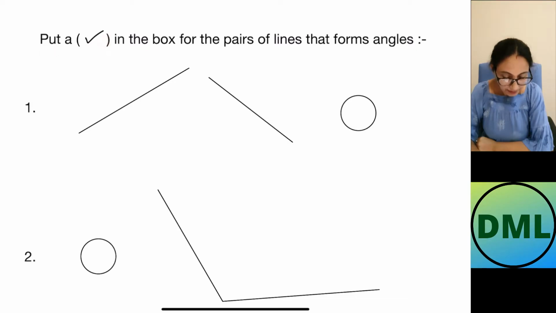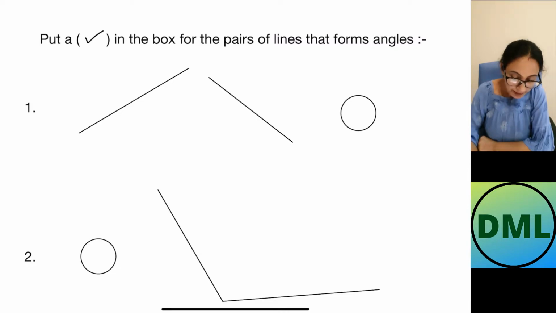Put a tick in the box for the pair of lines that forms angles. The first question is, there are two lines here. First is this one, second one is this one. Now we have to judge whether they are making an angle or not. Are they making an angle? No, right? They are not making an angle because these are two separate lines. So they are not making any angle. So that means this is not my answer. I'll make a cross here.